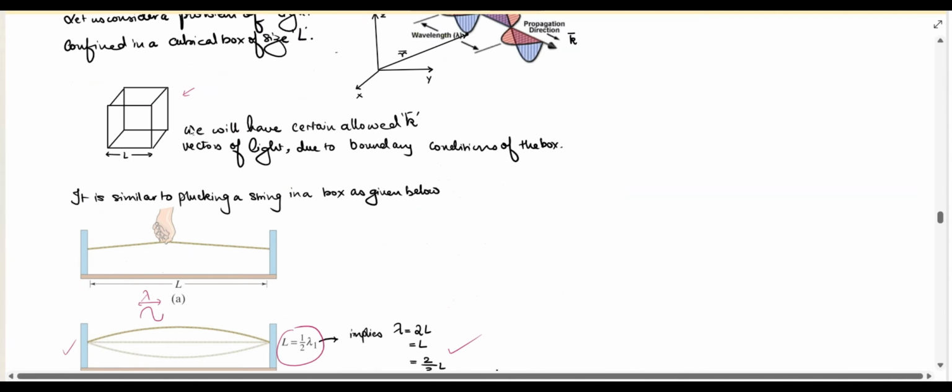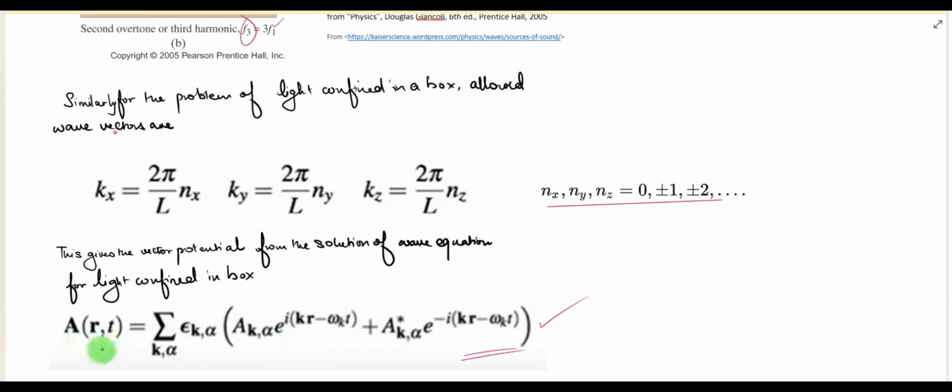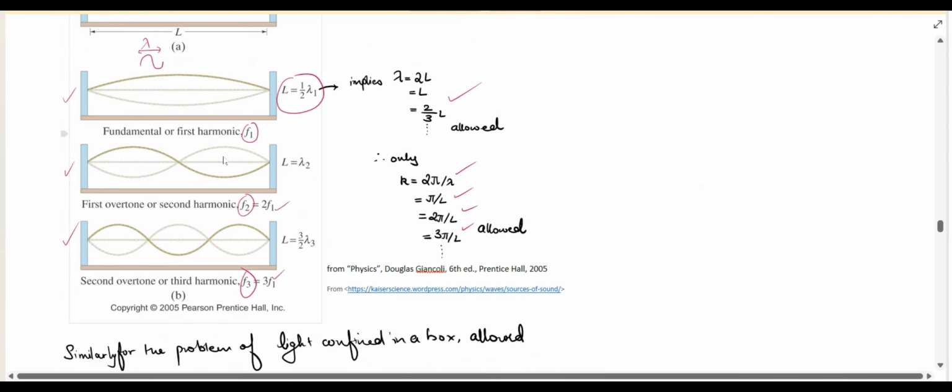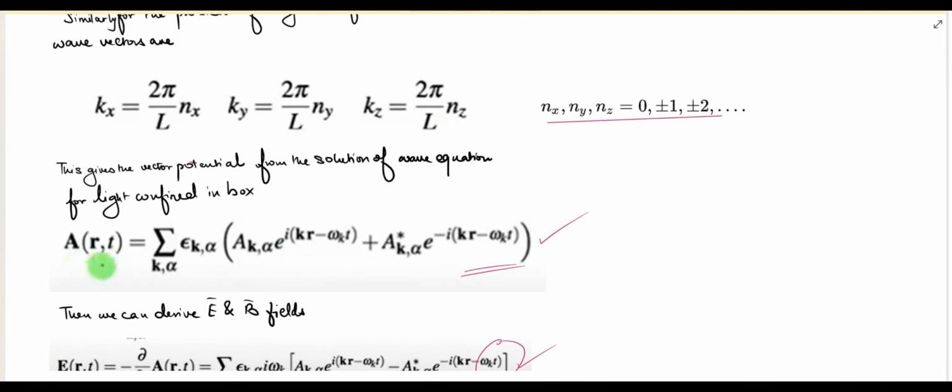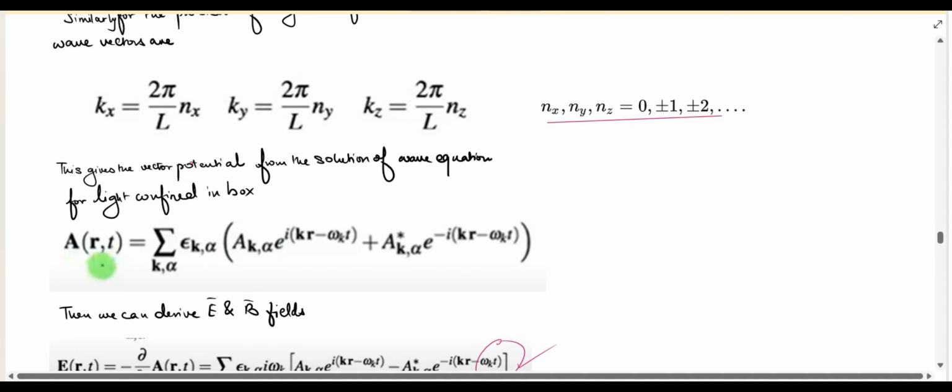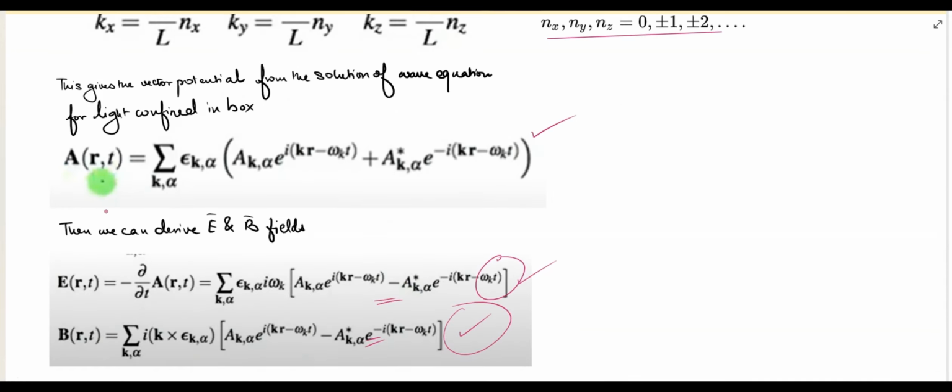So, coming back to our problem of light confined in a box, the allowed modes are given by these values: k_x equal to 2 pi n_x by L, k_y equal to 2 pi n_y by L, k_z equal to 2 pi n_z by L. We have these three allowed numbers because we are working in 3D rather than 1D. And these n_x, n_y, and n_z are 0, plus minus 1, plus minus 2, and so on. Now, in this problem of light confined in a box, the magnetic vector potential takes this particular form. A bar is the sum of all possible modes. The magnetic vector potential A bar at point r bar and at time t is the sum of all possible modes like these.